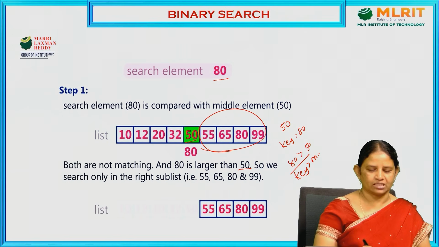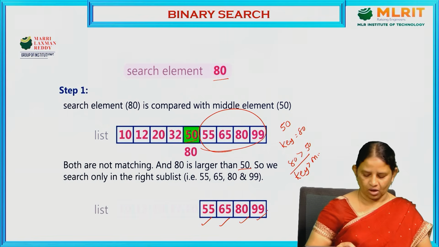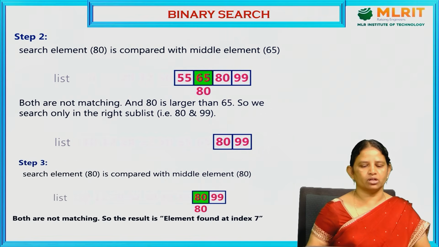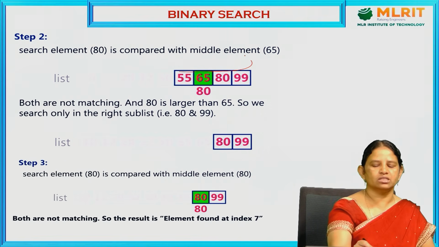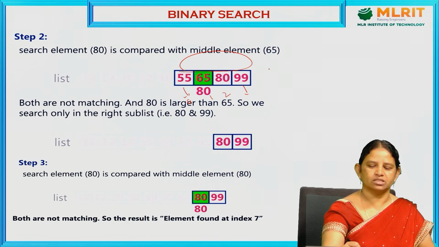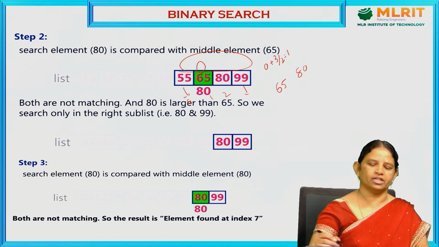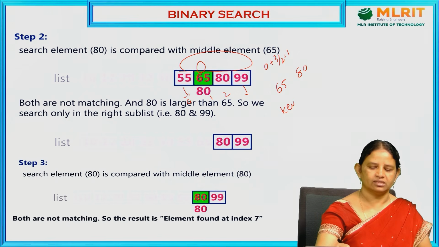In the case of the right sublist, the elements are 55, 65, 80, 90. Now we have to consider these 4 elements. The first index is 0, and the last is 3. Total 4 elements, that is 0 plus 3 by 2, which gives 1. So 65 is compared with 80. 80 is the key element, and 65 is the mid element.